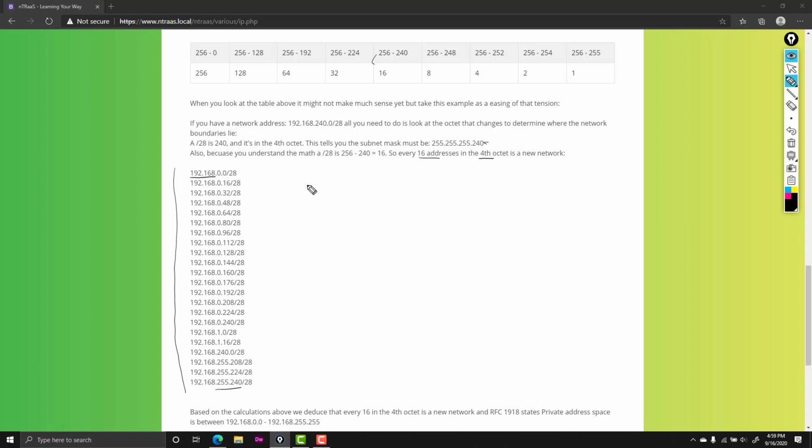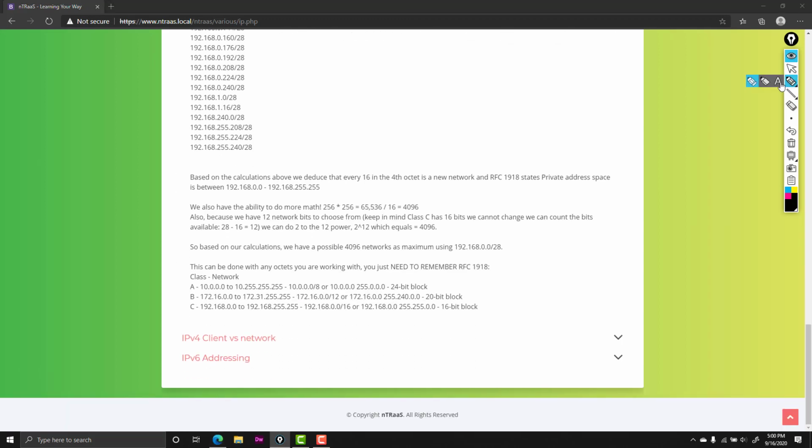Because you're going to notice I have 256 possibilities in the 3rd octet for my subnet, plus, of course, all of the networks in the 4th octet. Based on the calculations above, we can deduce that every 16 in the 4th octet is a new network, and RFC 1918 states private address space is between 192.168.0.0 and 192.168.255.255.